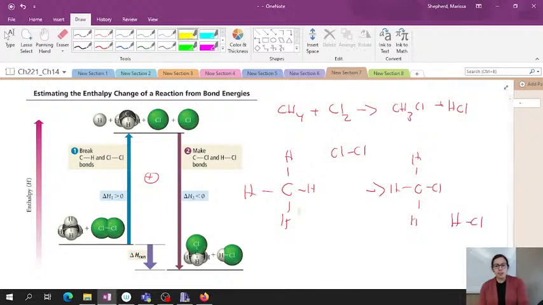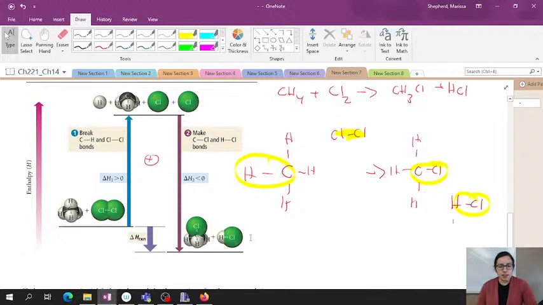And so just looking at this, we still have 3 CH bonds intact, but we did break one. So we need to break 1 CH bond. And then we had a chlorine-chlorine bond, and this gets broken. And then we form an HCl bond. So let's calculate that.